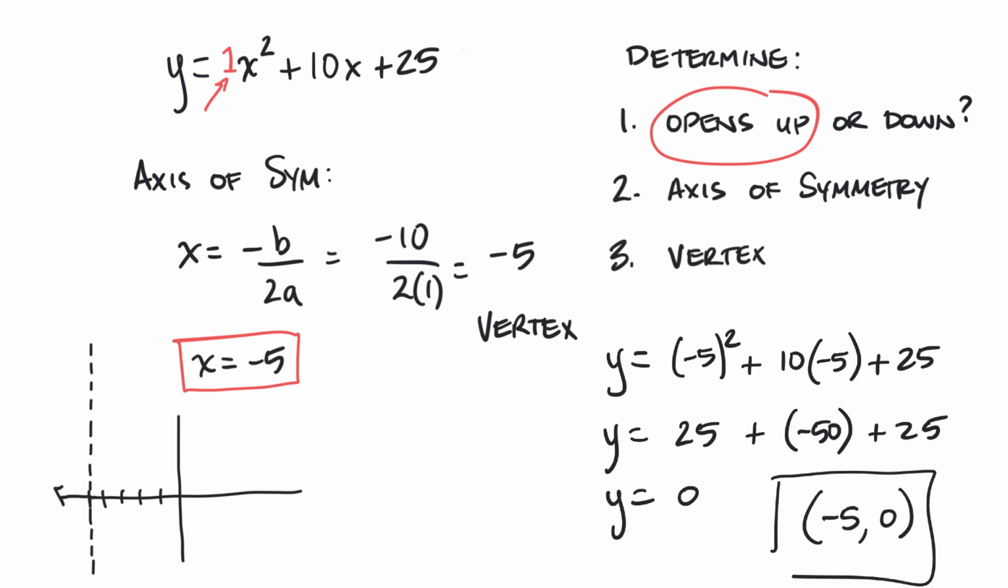So that's our vertex. This is our axis of symmetry, and if we were to graph the vertex, it would be at negative 5, 0, which is right here on the x-axis. So we know that this parabola is going to look something like this. We just don't know exactly where the points are because we haven't done the calculating.